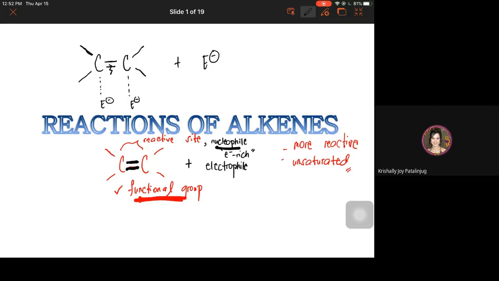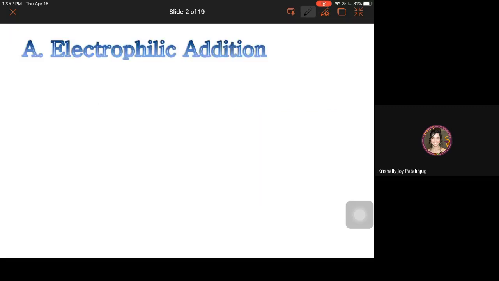Alright? Under electrophilic addition, there are actually 5 specific types of reactions. What you should take note of among the different types of electrophilic addition reactions is what electrophile is being added, or what reagent is being added for the reaction to occur.